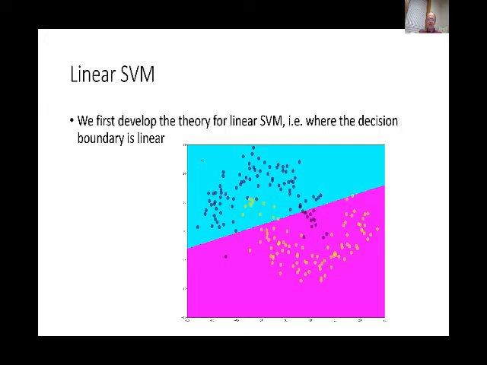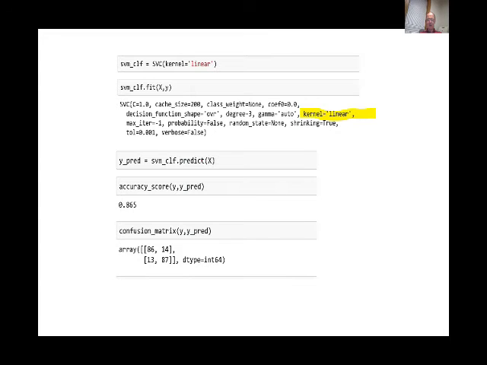So what is this support vector machine? How does it work? Here is the code for the linear support vector machine. We can see the accuracy score is better than the logistic regression. It's 86.5%, but of course not as good as the one with the RBF kernel.